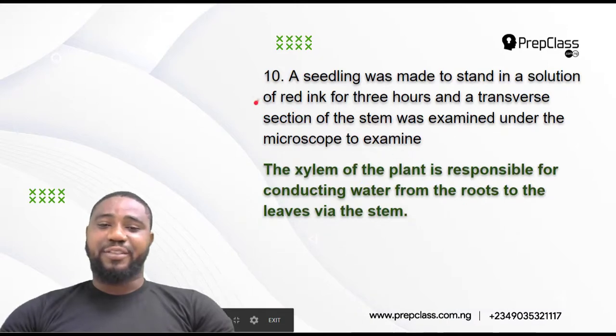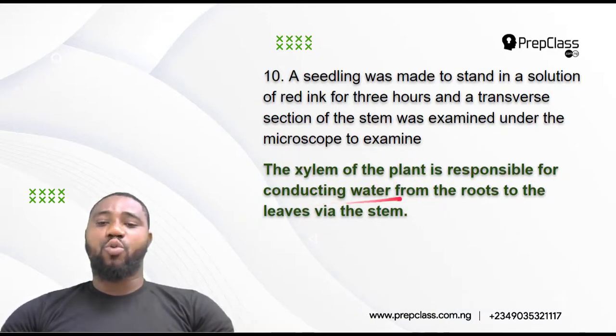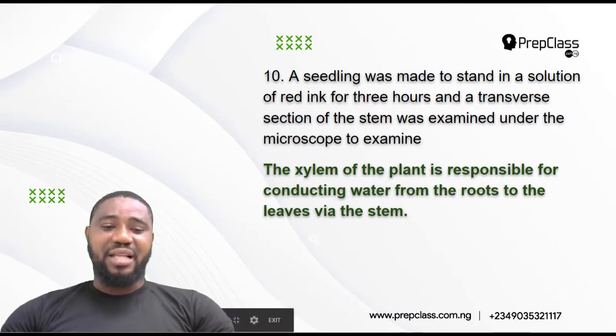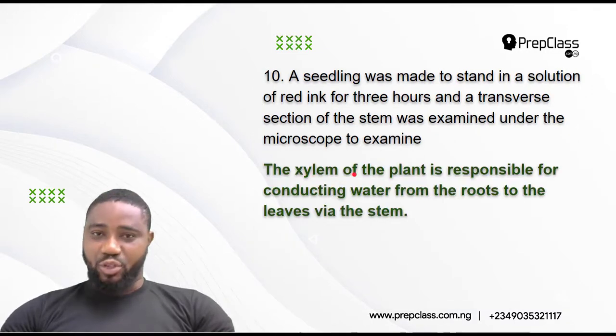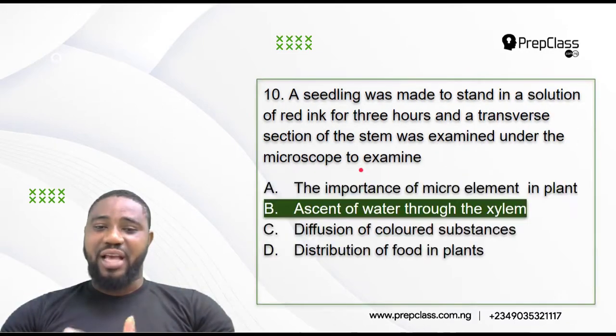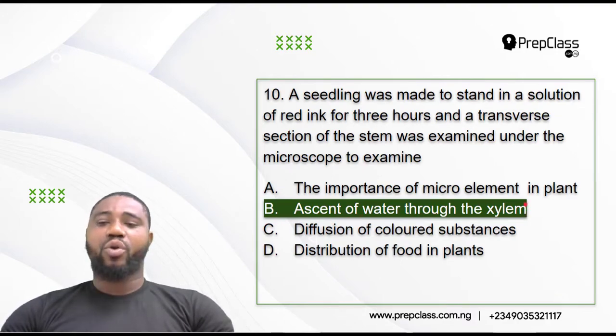Now look at what I said. The xylem of the plant is responsible for conducting water from the roots to the leaves via the stem. So that simply means that the stem was used to examine how the xylem conducts water. So the best answer is the ascent of water through the xylem. Okay.